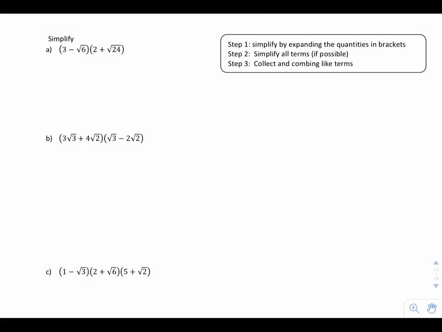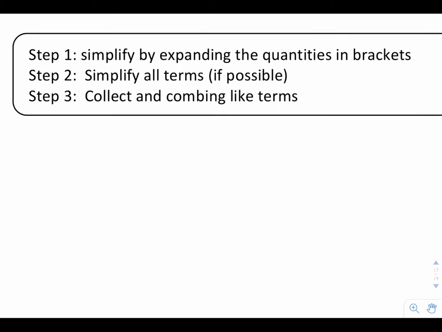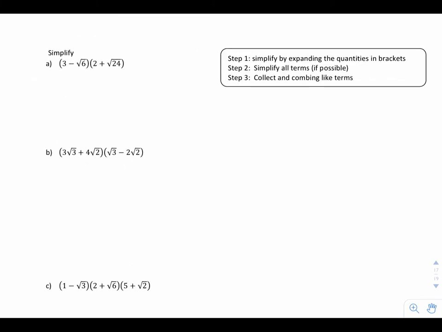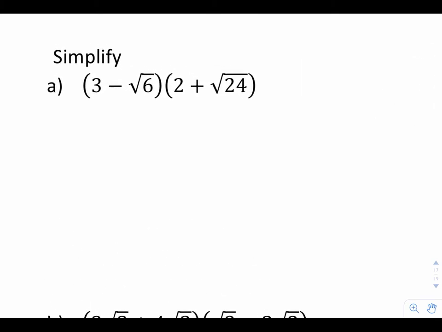Multiplying binomials together that contain radical expressions in them. So I have a step-by-step process here indicated to me at the side. Step number 1 says to simplify by expanding the quantities in brackets. So I'm going to do each question one at a time. We'll start off with A.